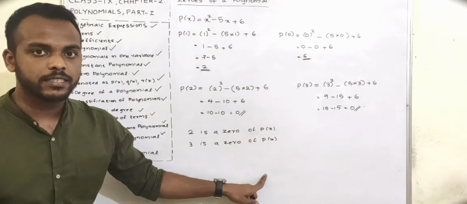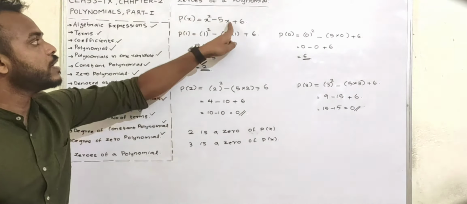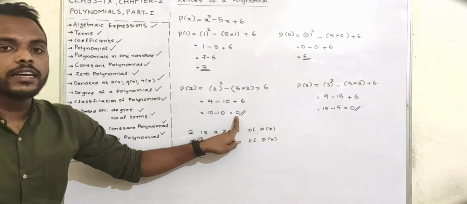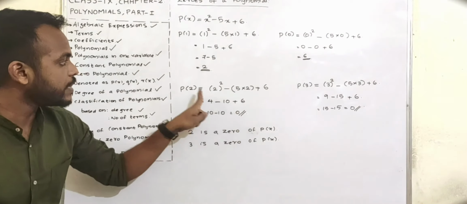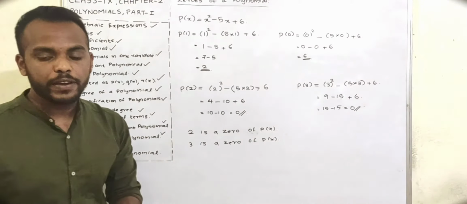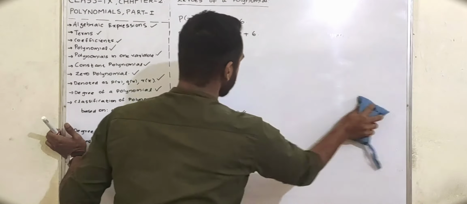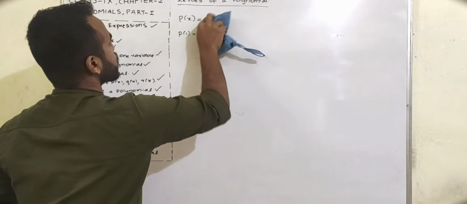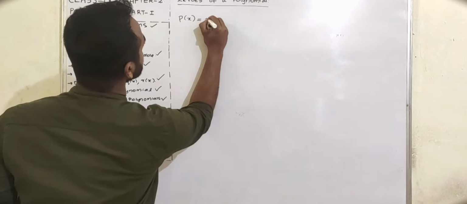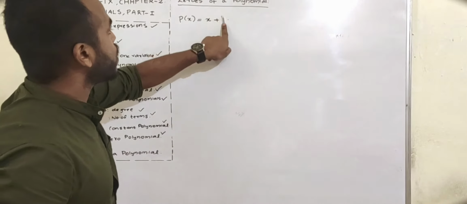Do you get the difference? When you put a particular value to the given polynomial, and if you get 0 as the answer, then you can say that particular number is a 0 of that polynomial. If you have still any confusion, let's see another simple example. P of x is equal to x plus 1.